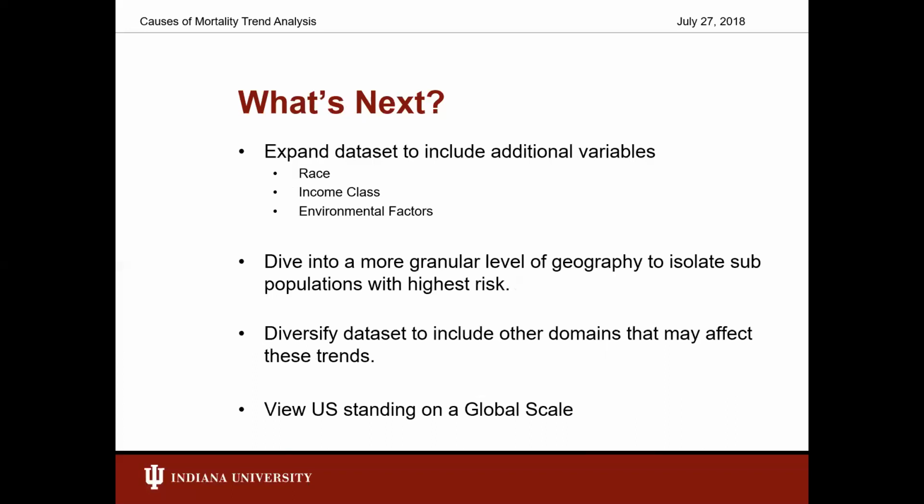So is it that heart disease improved because of the populations on the coasts and it still remains rampant in the south? That's something that we can bring in once we bring a state or county level geography in. And of course, try to diversify the data set to include other domains that may affect these trends, such as healthcare costs.